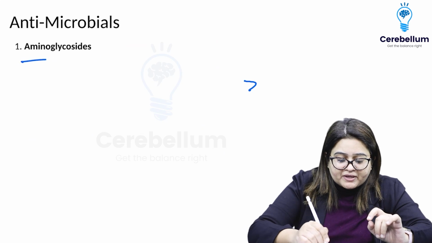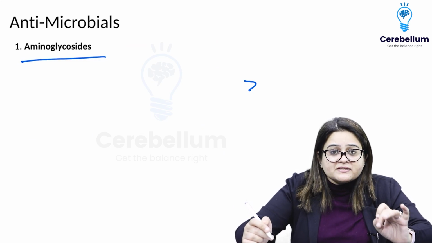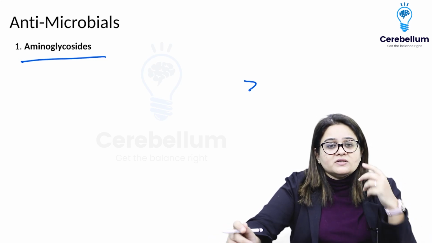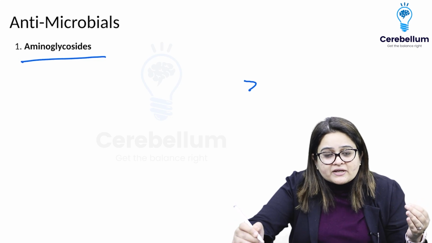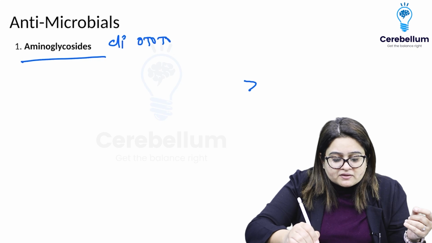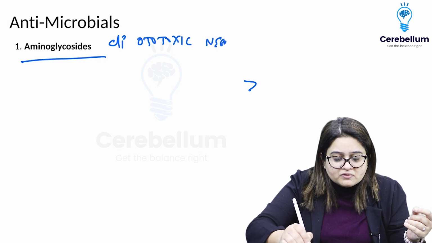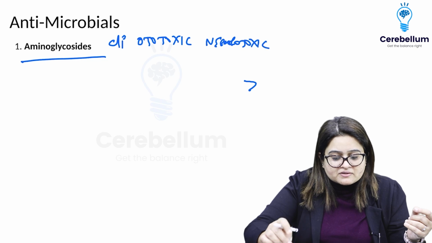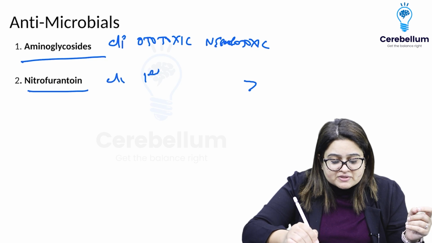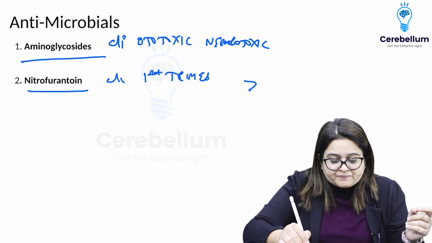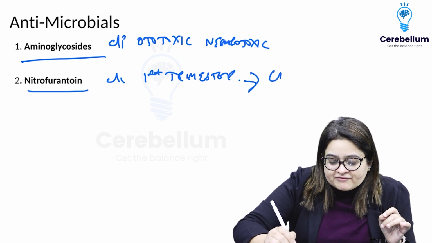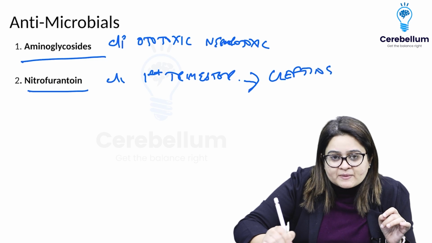Okay, next is aminoglycosides. So we'll talk about antimicrobials in general. In this, we'll let you know what is important to know. Aminoglycosides are contraindicated in pregnancy because they are ototoxic and nephrotoxic to the fetus. Nitrofurantoin is contraindicated in the first trimester because it leads to clefting. Again, cleft lip and cleft palate can happen.